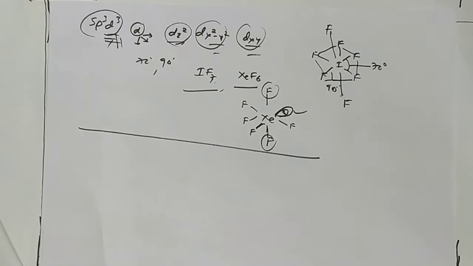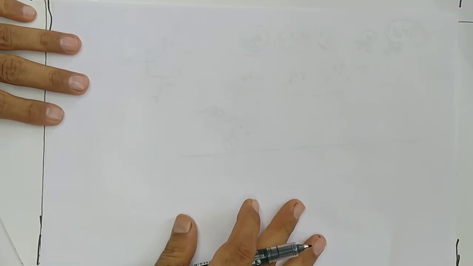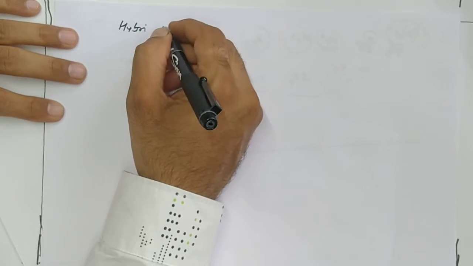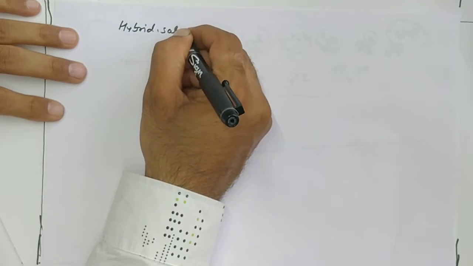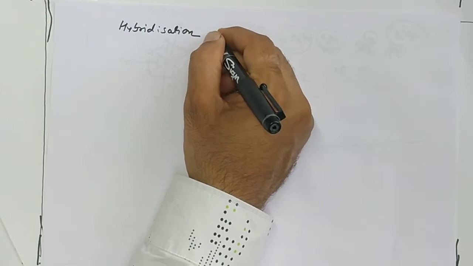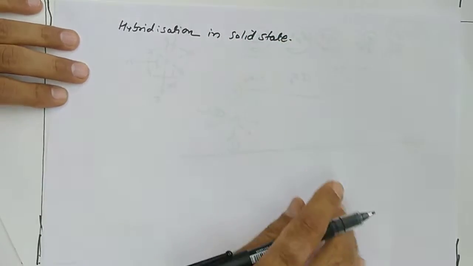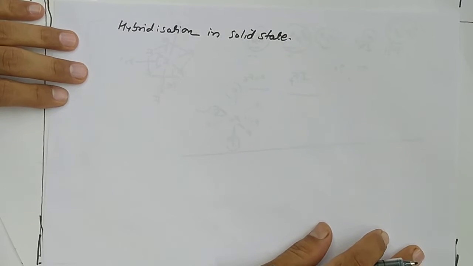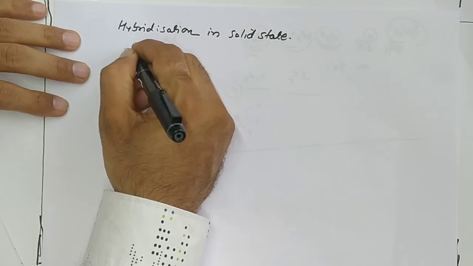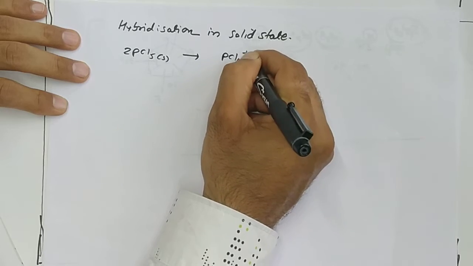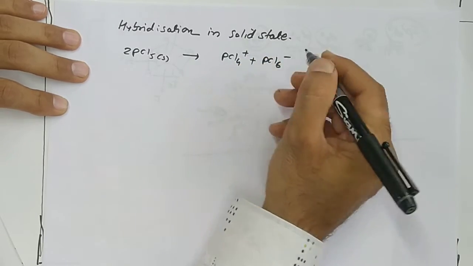Now in the solid state, hybridization is changing. Yes. In the solid state, hybridization changes. When we take 2 mole of PCl5 solid, it converts into PCl4 plus and PCl6 minus.